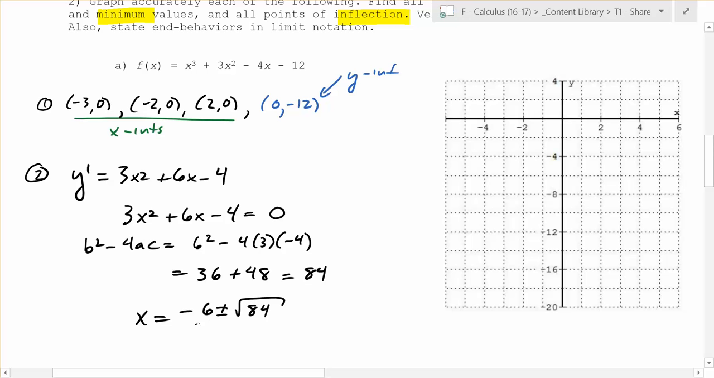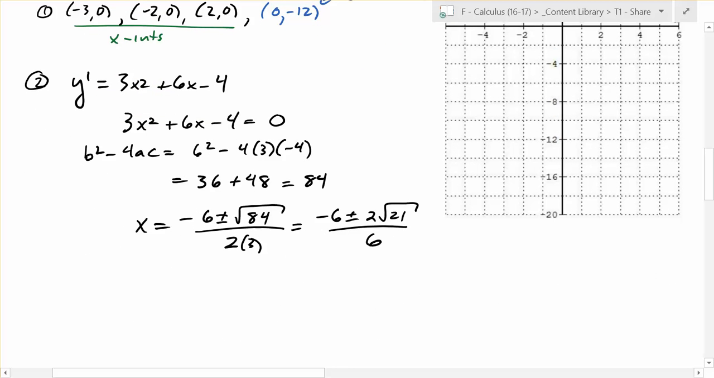The square root of, just say 84, all over 2 times 3, 6. Yes. So you end up with negative 6 plus or minus 2 times the square root of 21, all over 6. Right. If you want to simplify that, you can, but don't obsess over it. If you left it like that, that's fine, as long as you state the answer properly.